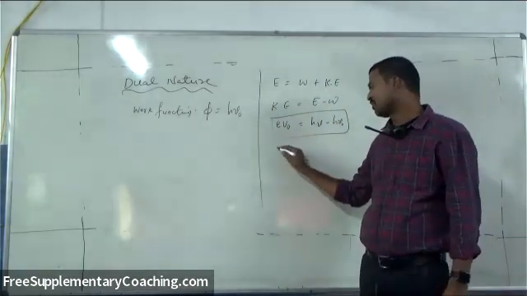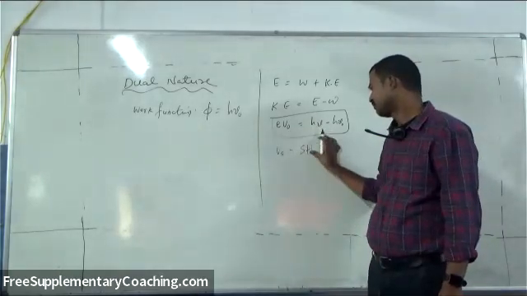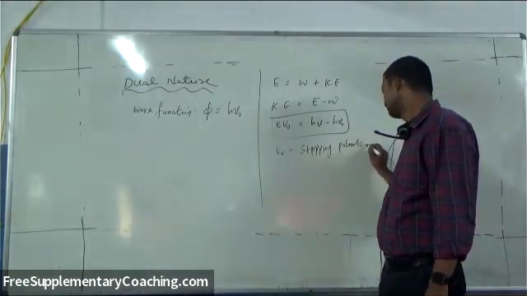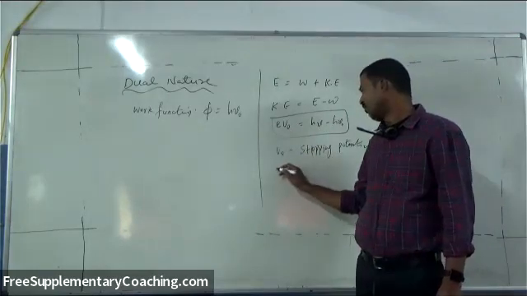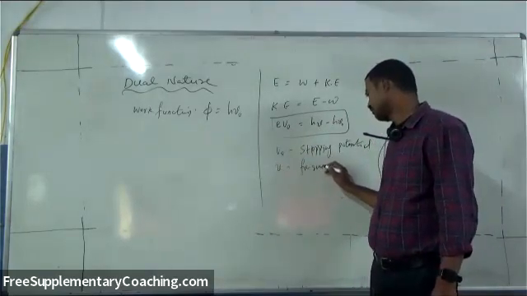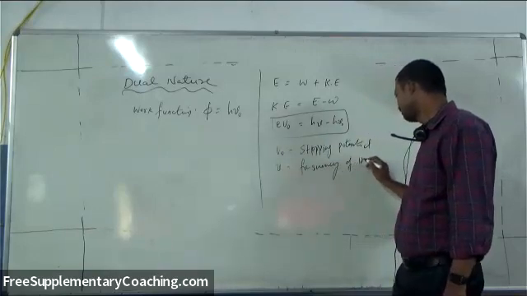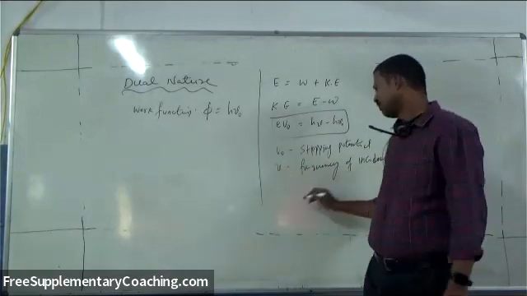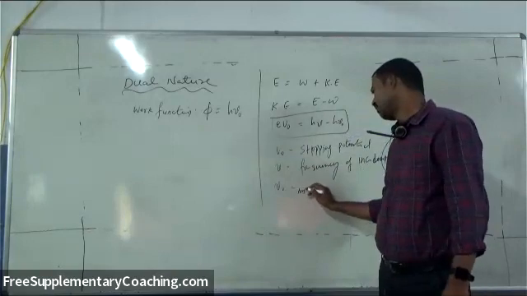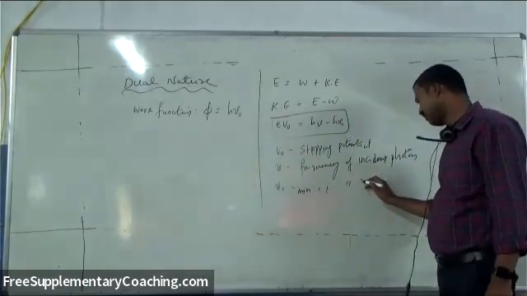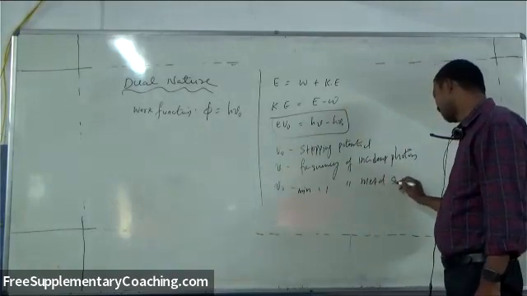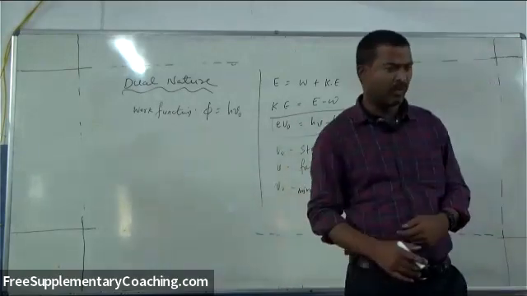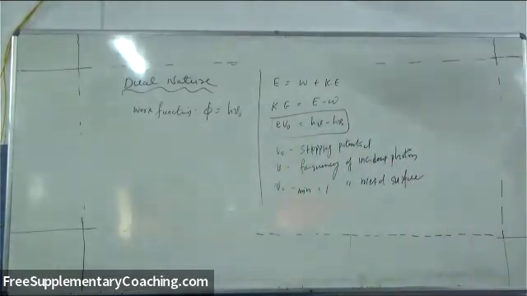In this one, V naught is the stopping potential, nu is the frequency of the incident photon, and nu naught is the minimum frequency of the metal surface, the threshold frequency we call. This is what we call the Einstein photoelectric equation.